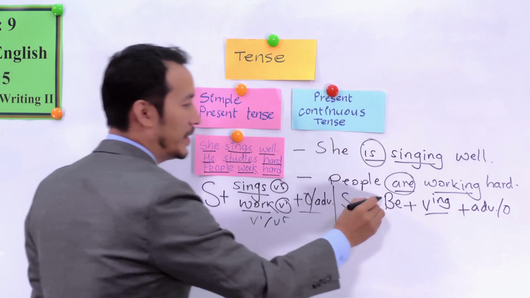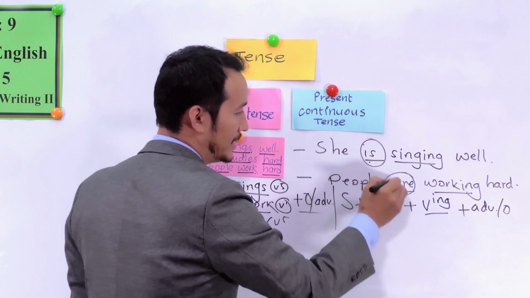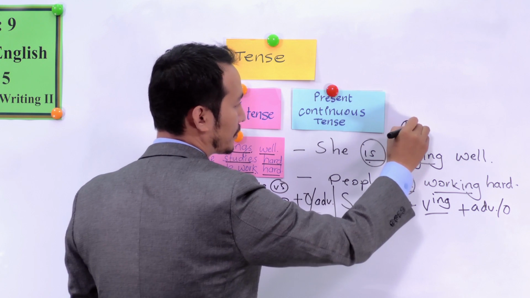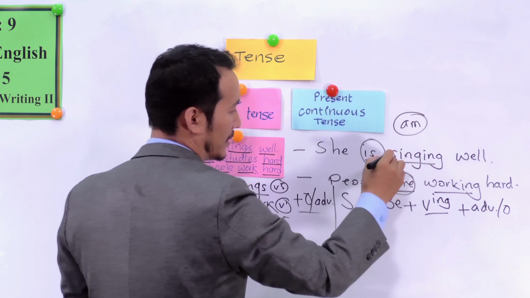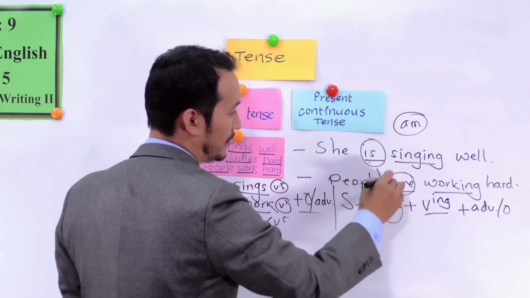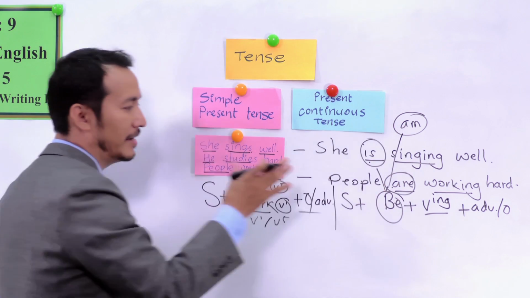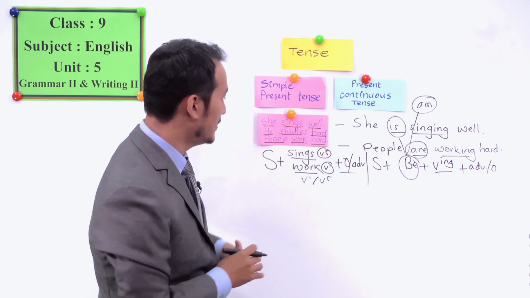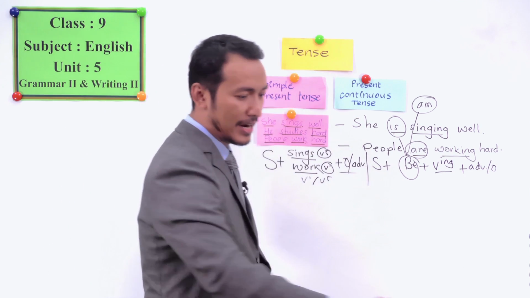Okay, students, so we call is, are, or am the be verbs. Sometimes there are also am as the be verbs. So we call these verbs be verbs, and there are always be verbs with present continuous tense. Okay, students, so you know it very well, right?